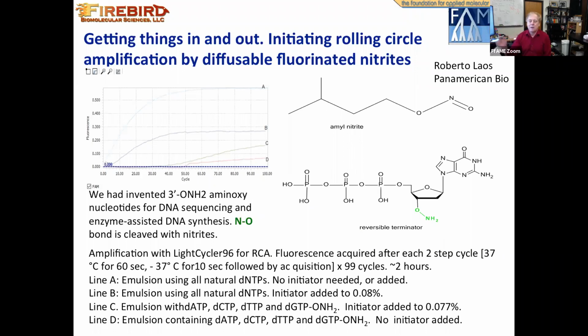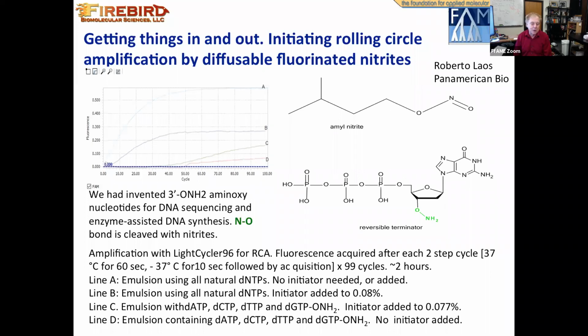But then you put in amyl nitrite, which diffuses through the oil and partitions into the droplet, and bingo, you actually now get the rolling circle initiated. And so this is what you're seeing here. The amplification with the LightCycler 96 for RCA was done. Again, this is a standard RCA formation, and you're watching a number of lines.